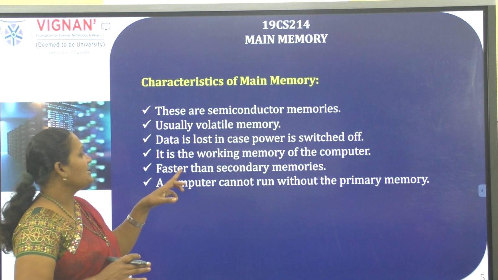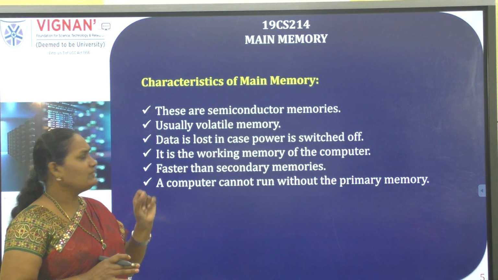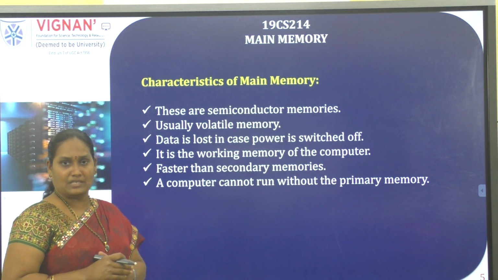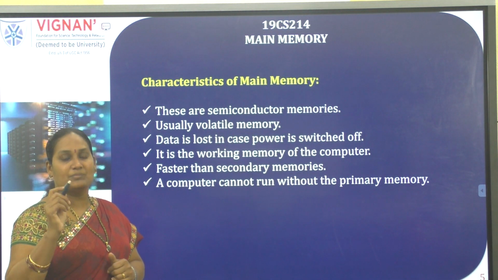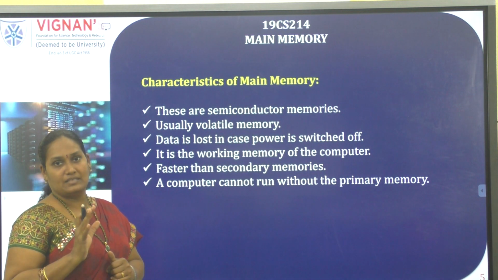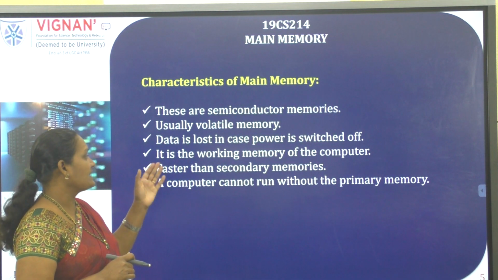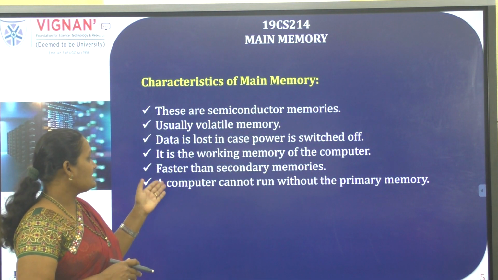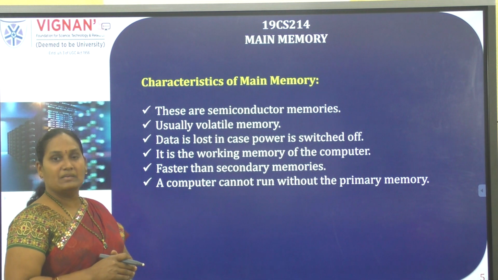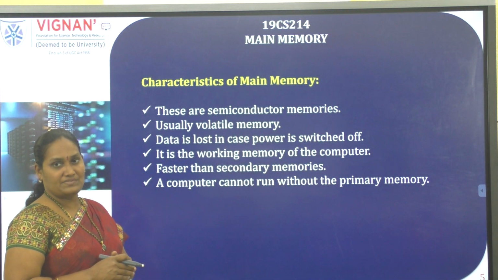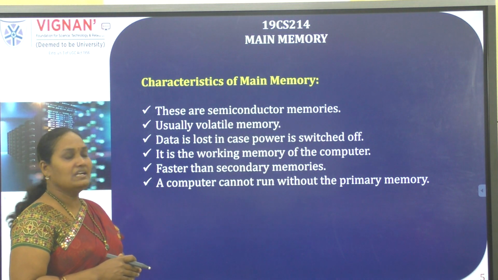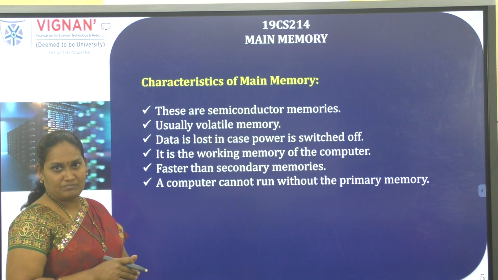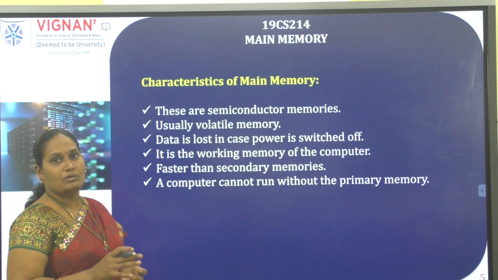Now, it is the working memory of the computer. Why are we calling this the working memory of the computer? The CPU or the processor can directly communicate with the main memory only. So that's why we call this the working memory of the computer. It is faster than the secondary memories. The main memory is faster when compared to secondary memory devices. And a computer cannot run without the primary memory or main memory. So without main memory, we cannot run a computer.